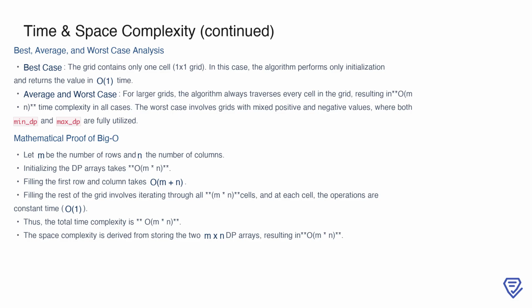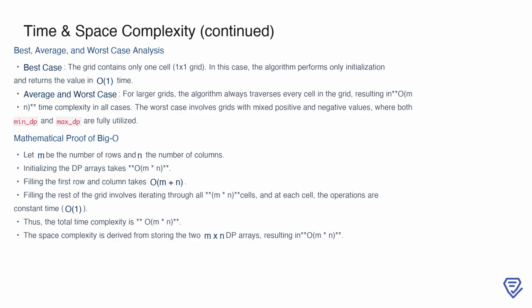In the best-case scenario, where the grid has only one cell, such as in a 1x1 grid, the algorithm performs only the initialization step and directly returns the value of that single cell. This results in a time complexity of O(1). For average and worst cases, the algorithm must traverse every cell in the grid.